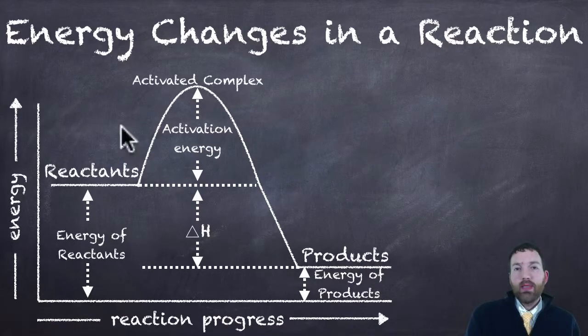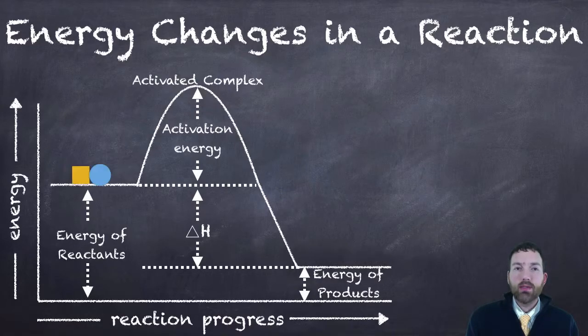That tippy top of the curve here, where the reactants have gained enough energy, they form something called the activated complex. It's a very brief moment in time where these reactants have enough energy and they become very unstable and more likely to progress forward to produce products.